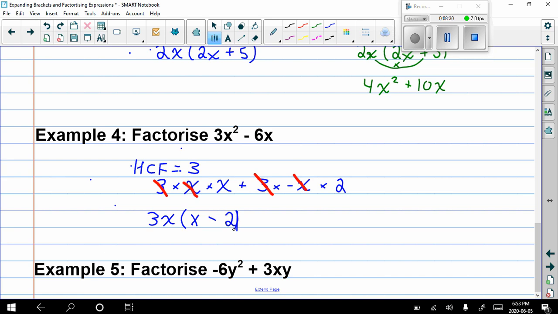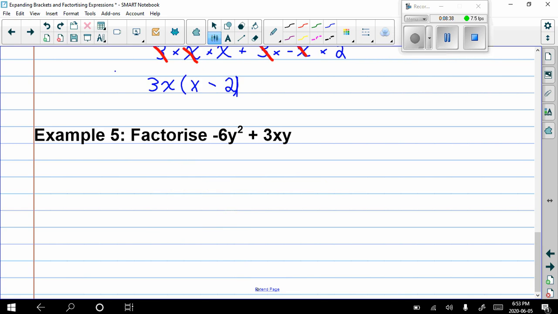And quickly, we can do 3x times x is 3x squared. 3x times negative 2 is negative 6x. So you can do your check just in your head if you'd like.